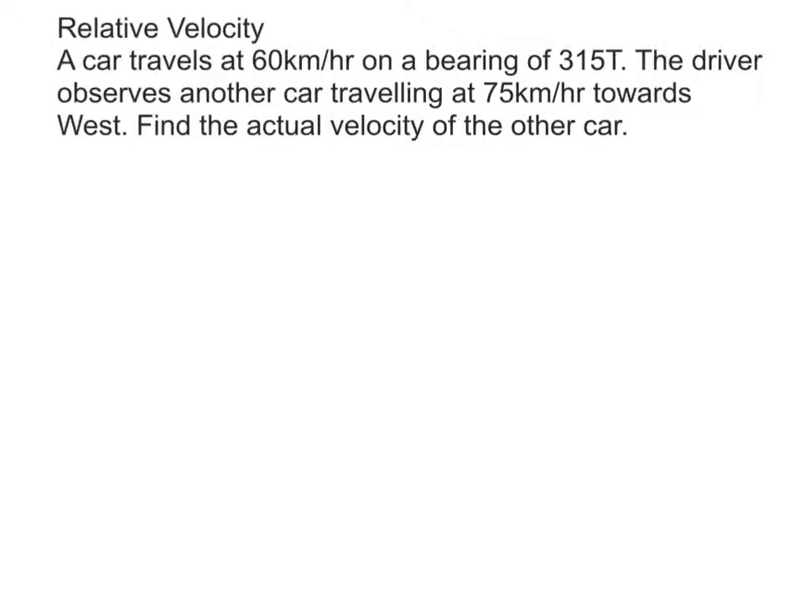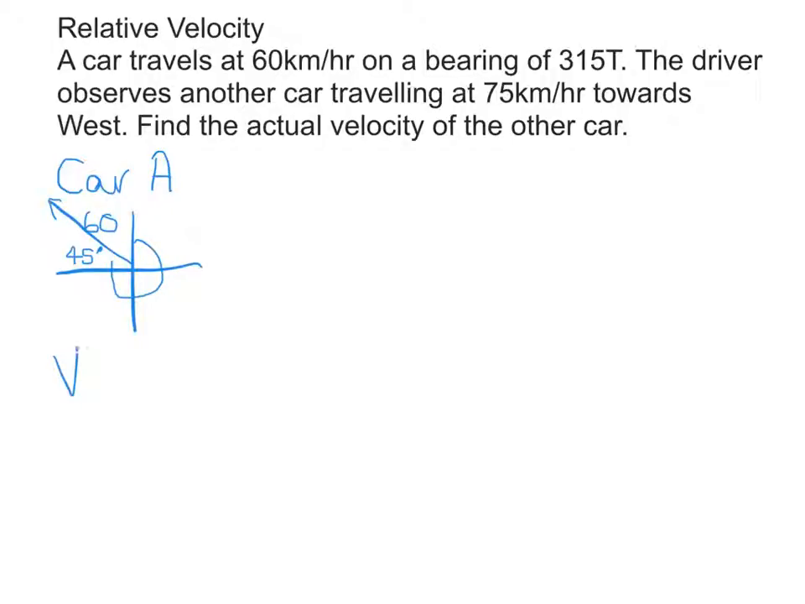So we've got car A, which is traveling at 60 kilometers per hour on a bearing of 315 degrees true. So all the way up there. And that's 60 kilometers per hour. So that's 45 degrees in there. So that's car A. While I've got this picture, I'm going to draw my vector.